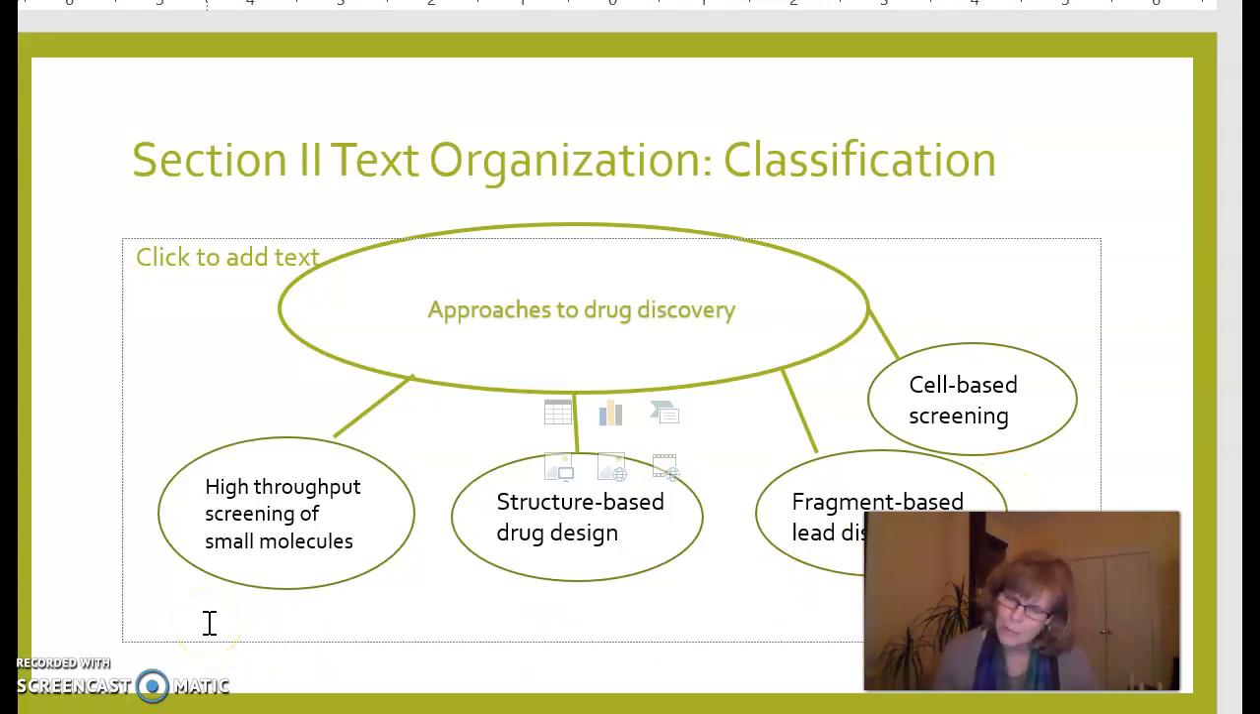Each one is a subtopic. Each one has its own explanation, right? Its own examples. And that's the way this section 2 gets organized, in this classification way.